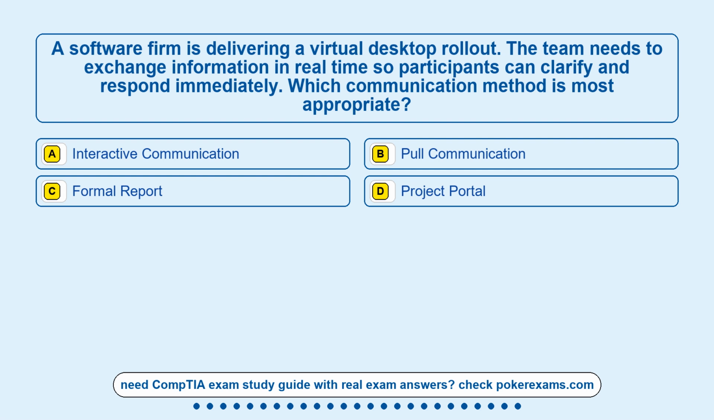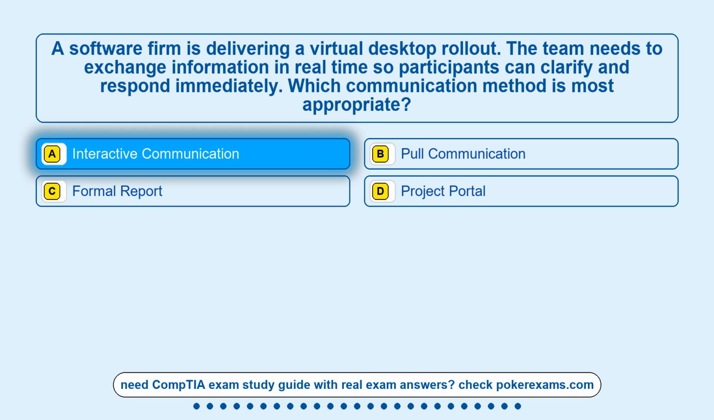Question 3. A software firm is delivering a virtual desktop rollout. The team needs to exchange information in real time so participants can clarify and respond immediately. Which communication method is most appropriate? Option A. Interactive communication. Option B. Pull communication. Option C. Formal report. Option D. Project portal. The correct answer is option A.